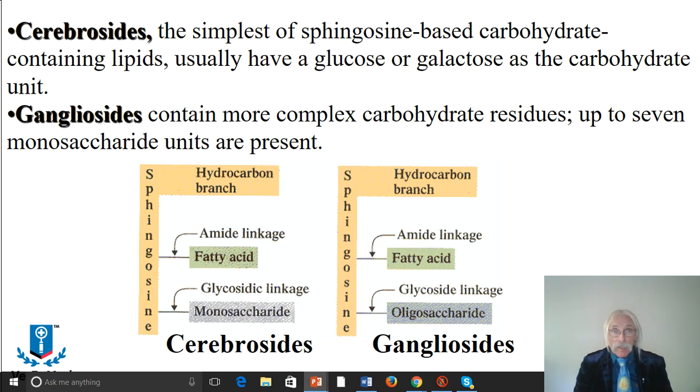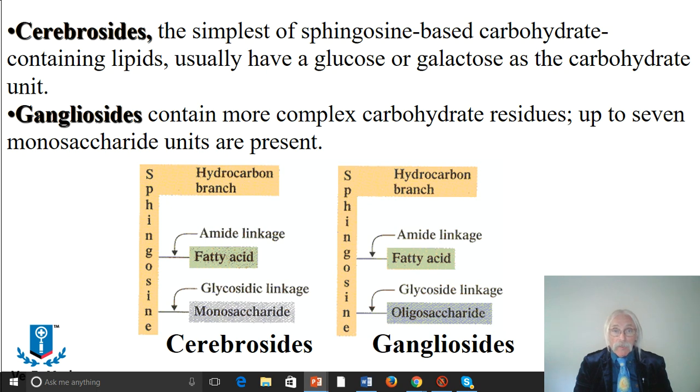So cerebrosides, as you might guess, are found in the brain. They're the simplest of the sphingosine-based carbohydrate-containing lipids, and they usually just have a glucose or a galactose as a carbohydrate moiety. The gangliosides are far more complicated. They contain several different kinds of carbohydrates in various linkages, beta-1,3, beta-1,4, alpha-1,3, glycosidic linkages like that. And you can have up to 7 monosaccharides per lipid moiety. So these are really complicated glycolipids.